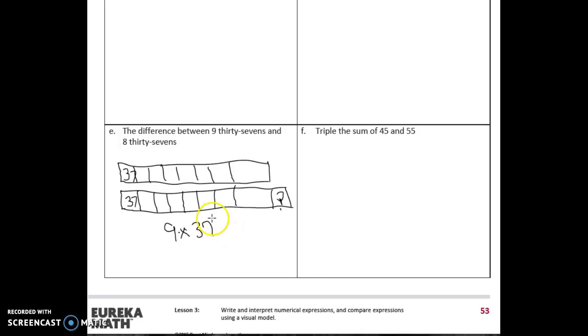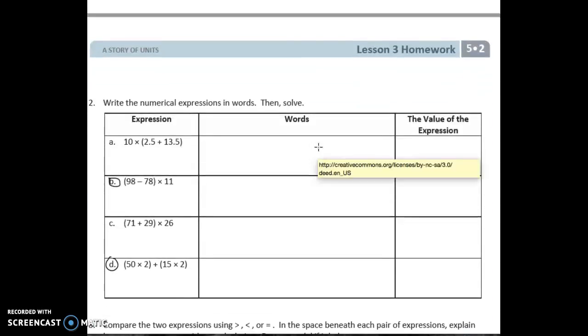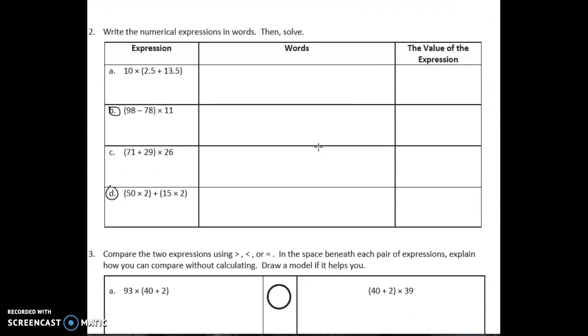And what are we going to be taking away from that? For finding the difference, we know we're subtracting the difference between 8 37s and 9 37s, to be able to find the difference. We figure out what each one of them is, and we find the difference. And that's it. It's actually not asking us to solve. Now we go on to the next one, and it is asking us to solve.